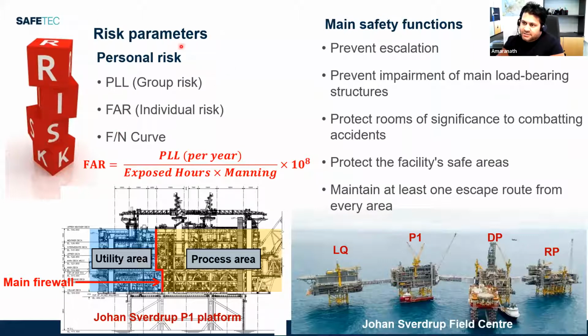So these are the personal risk parameters, but when it comes to the construction or the design of the platforms, we need to use main safety functions. So main safety functions will show you how robust your platform design is, or what kind of resistance you can have against these major accidents like fire and explosion accidents. So we have five different main safety functions. If we have an accident, we have to prevent it from getting escalated into the other areas.